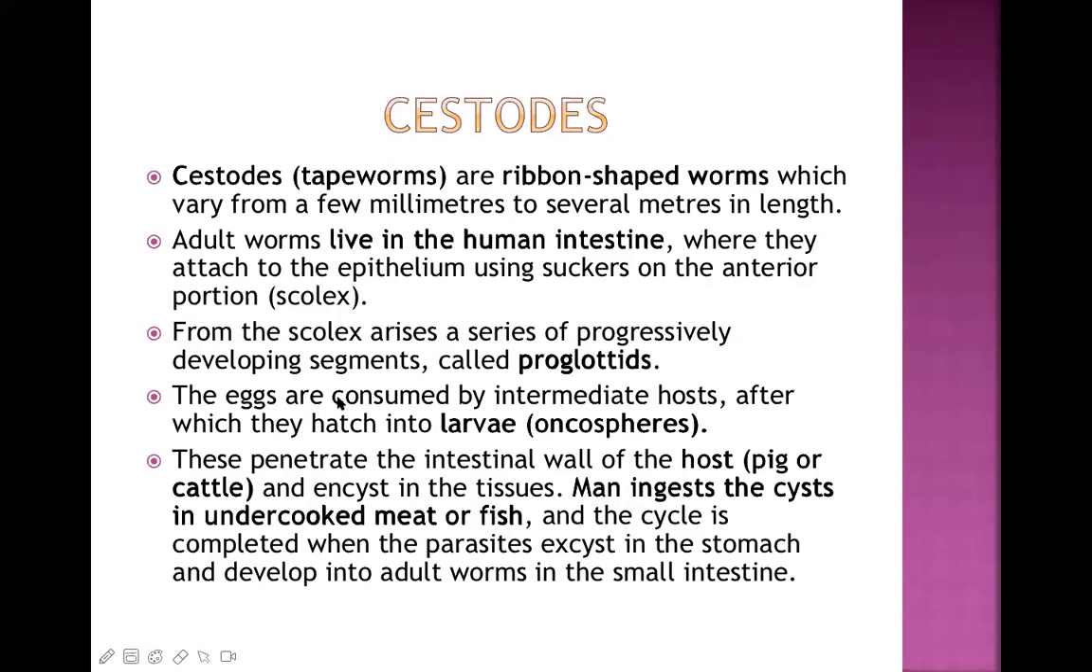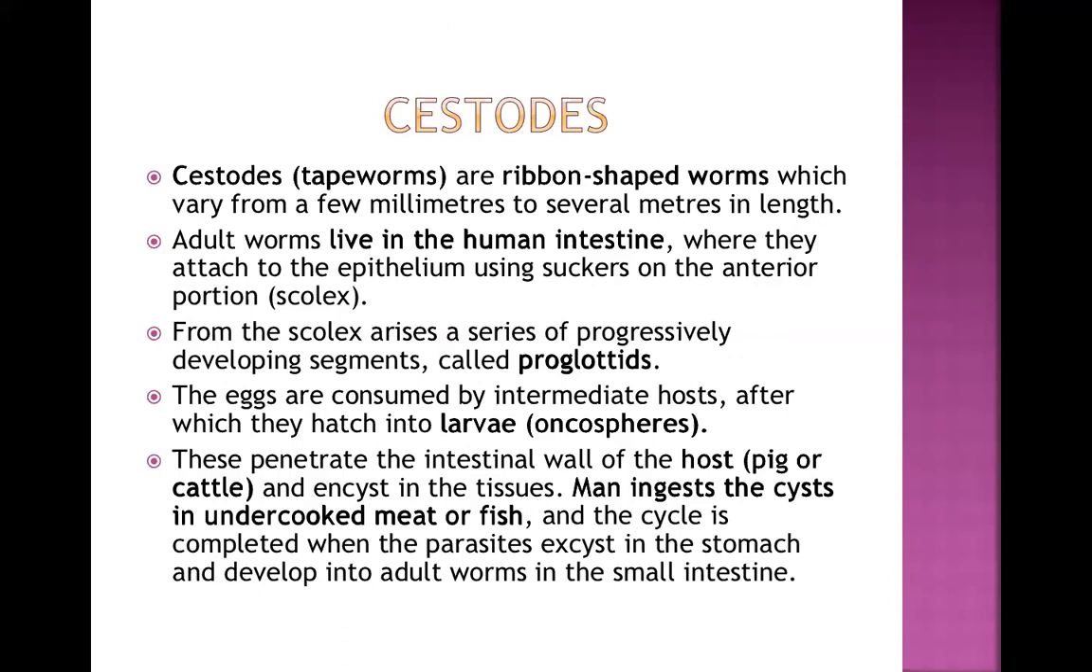The eggs are consumed by the intermediate host, after which they hatch into the larva. Now, these eggs are passed into the fecal matter, just like any other roundworm or hookworm. Whatever intermediate host they are, like cattle or pig, they consume that, and then the larva will hatch into the oncosphere. So in this case, the name of the larva is oncosphere. It's a very important term. This oncosphere can penetrate the intestinal wall of the host, that is pig or cattle, and encyst in the tissue. They can go in the tissue and form cysts there.